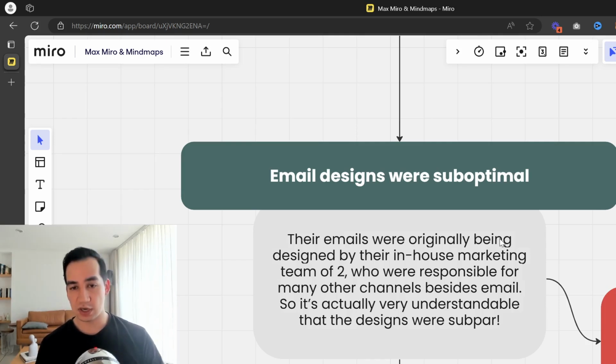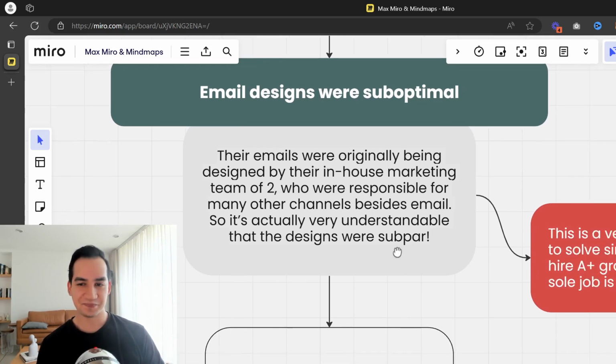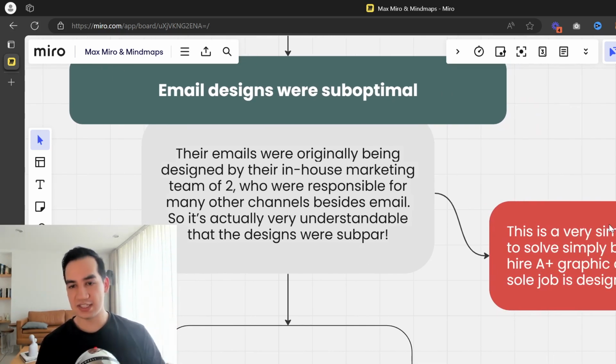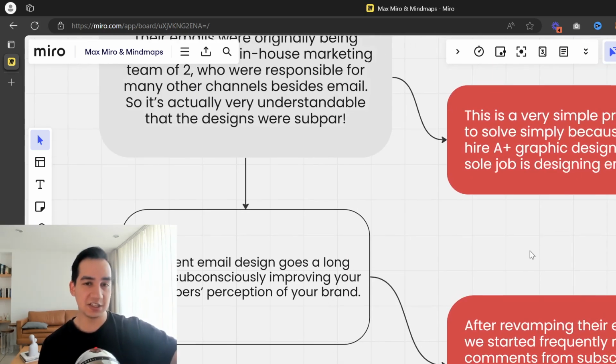Their emails were originally being designed by their in-house marketing team of 2 who are responsible for many other channels besides emails. So it's actually very understandable that the designs were subpar. Their attention was split between a ton of different channels. Now, this is obviously a very simple problem for us to solve simply because we only hire A plus graphic designers whose sole job it is to be designing emails all day. A lot of brands do not have a dedicated designer, let alone a dedicated designer who has a 10 out of 10 skill level.